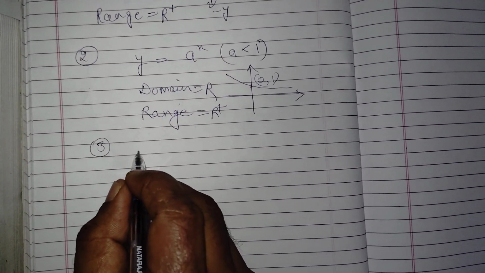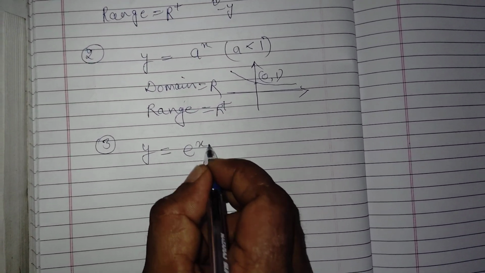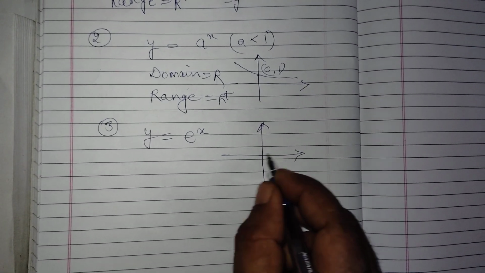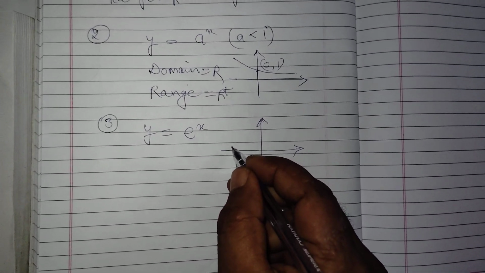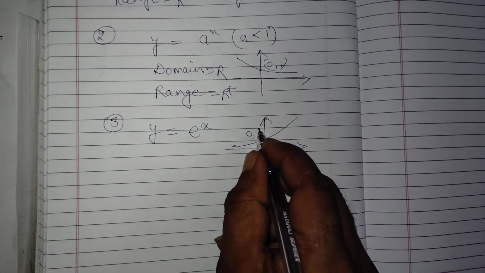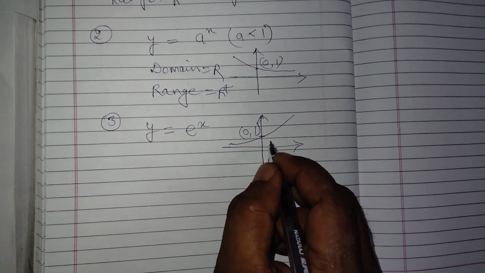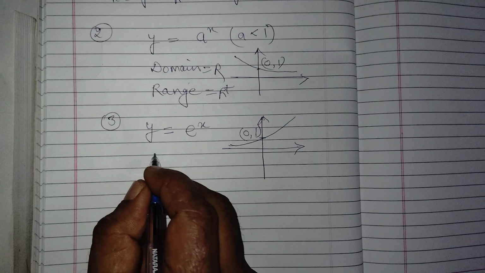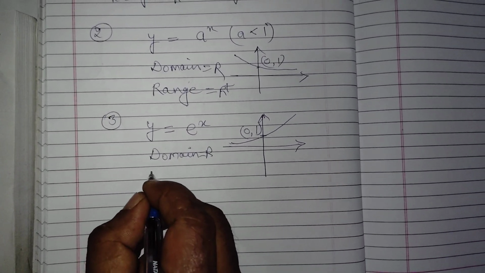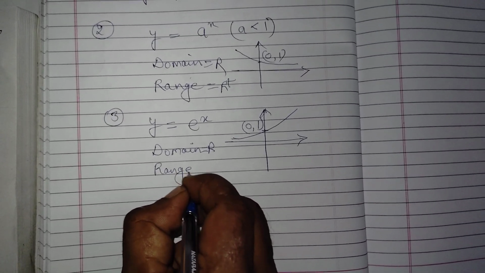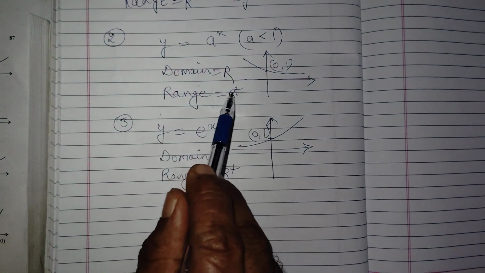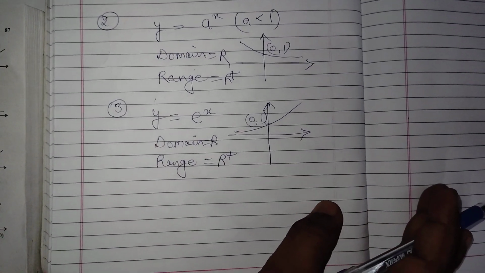Third is the exponential graph, e power x. e here is an irrational number, and this graph is similar to a raised to power x. In the case of e raised to power x, it is an increasing function. And this function meets the y-axis at 0, 1. And the domain here is real numbers R, and the range here is R positive. So all these graphs have similar domain and range. Domain is R and range is R plus in all three graphs.